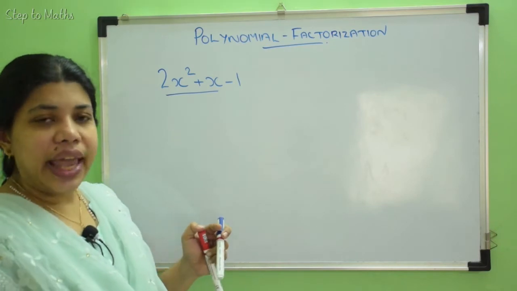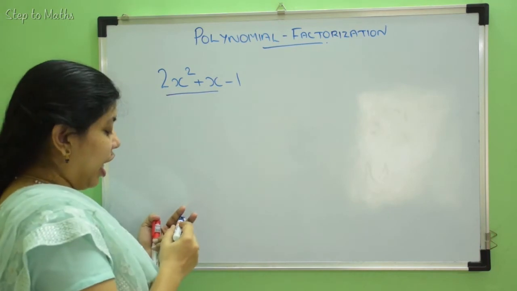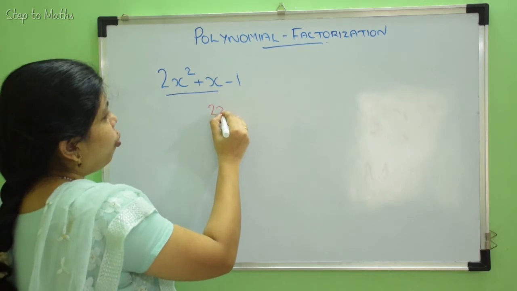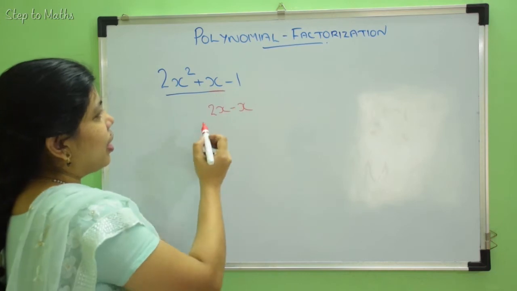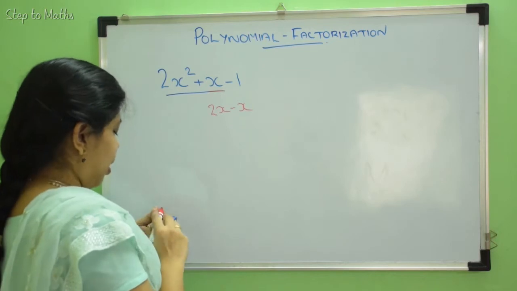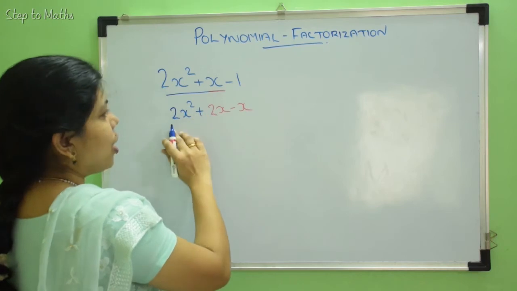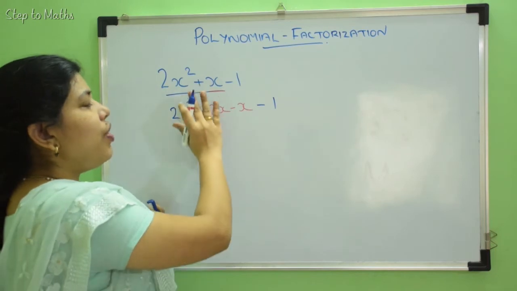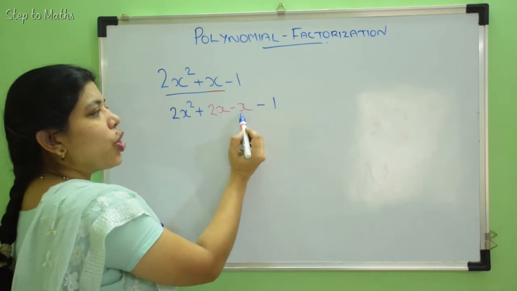2x square plus x. We can rewrite this x as 2x minus x, since 2x minus x means x. That is 2x square plus 2x minus x minus 1. We just rearranged the term x as 2x minus x.